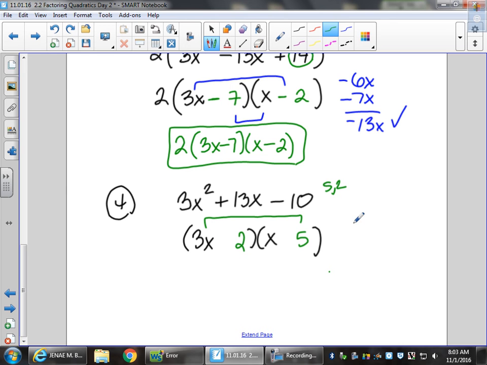Outer got you 15x. Inner, 2x. What kind of sign does C have? Negative and positive. Yeah, C is negative. So which one of these should she make sure is negative to get that positive 13x? And when I go back to my factors, which got you the 2x, the outer or the inner? Inner. So 3x minus 2, x plus 5.